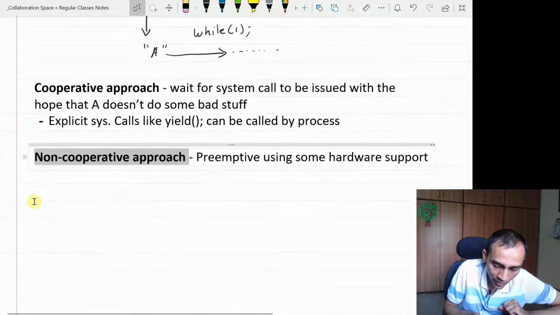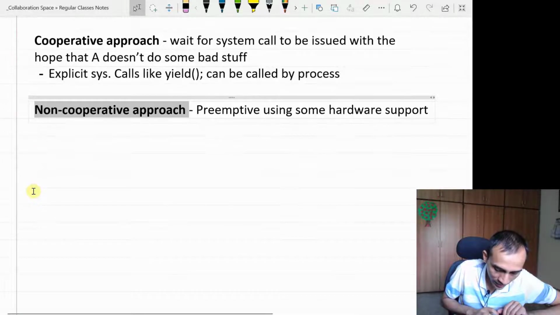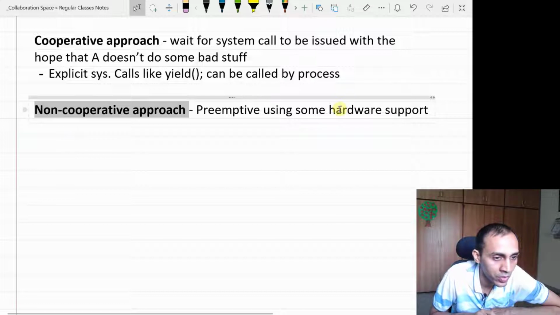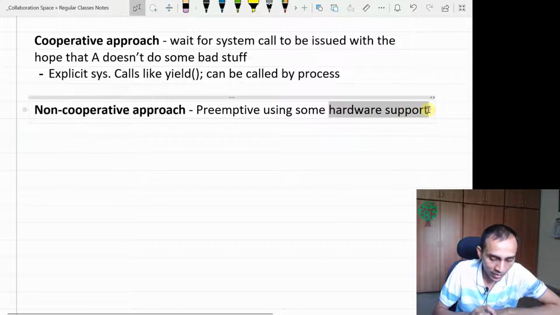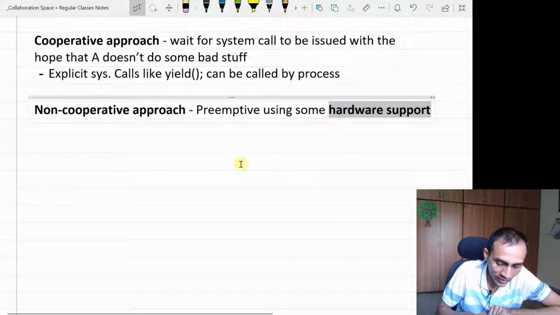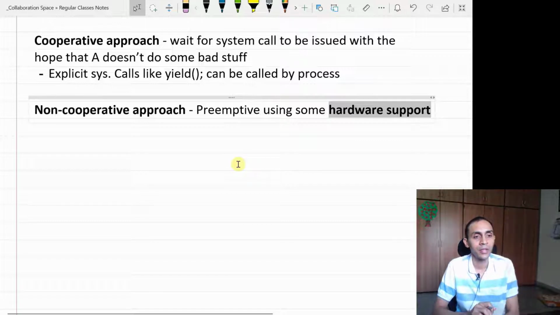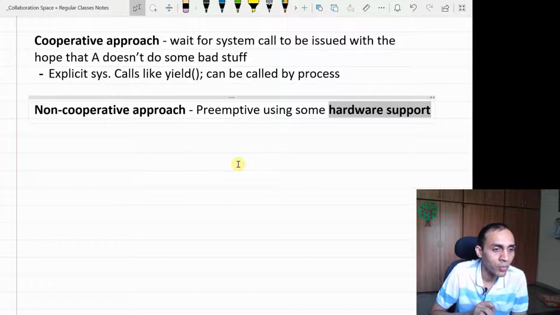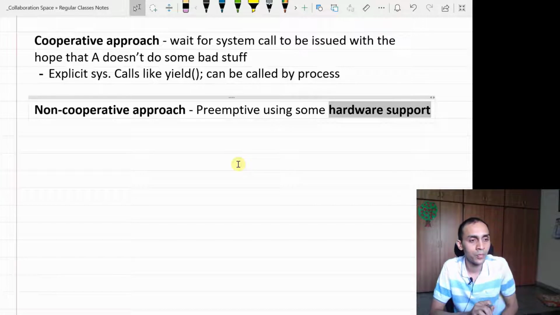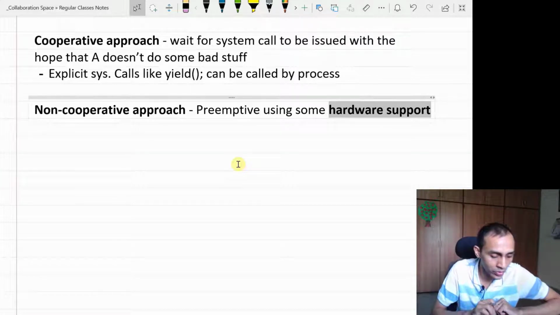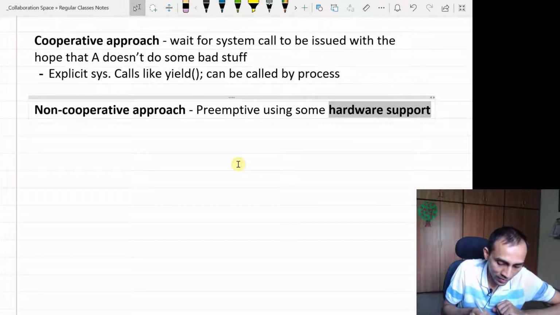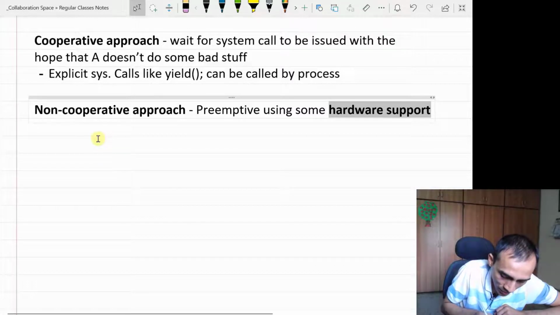From the very beginning, system developers realized that hardware support is very crucial for many things, and we'll see throughout the course, for different types of mechanisms, a slight support from hardware eases the job of OS to a significant extent. Otherwise, without that hardware support, OS has to do some very complicated things to manage the system. In this case, the hardware support comes in the form of a timer interrupt.